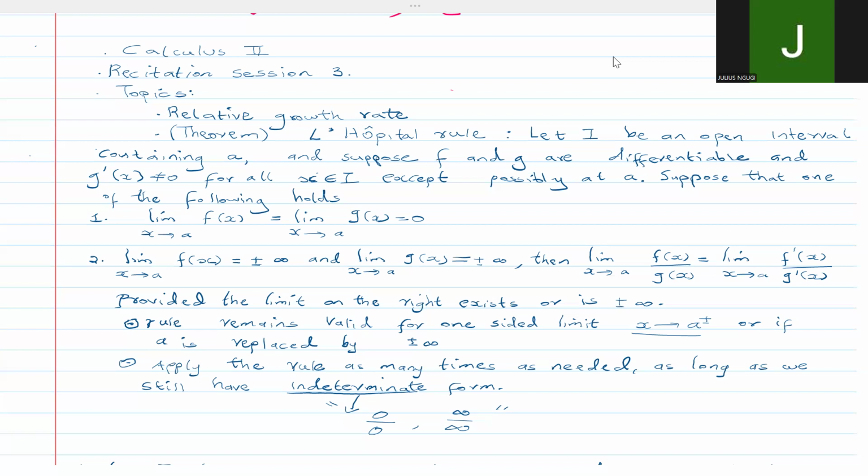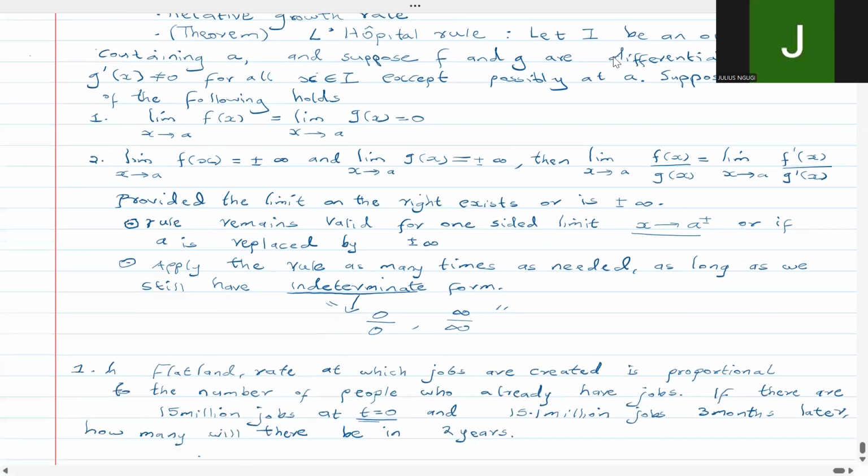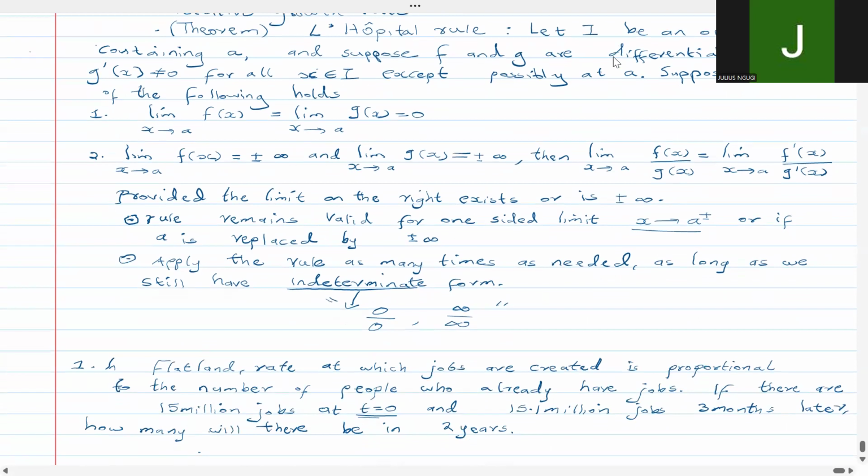Of note, importantly, this rule remains valid for one-sided limits also, as x approaches a either from the left or from the right, or if a is replaced by plus or minus infinity. We apply the rule as many times as needed, as long as we still have an indeterminate form. And the indeterminate form is the one written there, 0 over 0 or infinity over infinity.